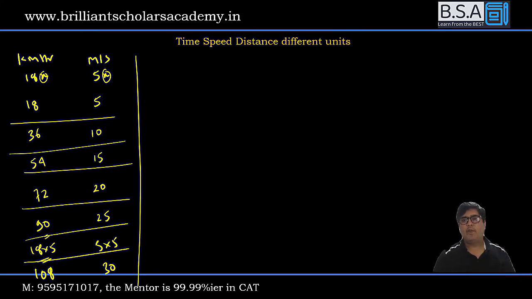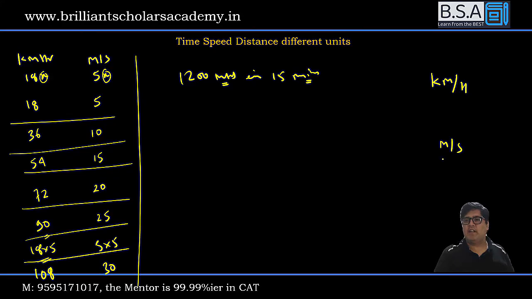Good, good. Now, some small cases could be there in which the unit is slightly different. Let me give you a small example. Let us say somebody named Suresh is traveling 1200 meters in 15 minutes. The question could be: convert it into kmph. The question could be: convert it into meter per second.